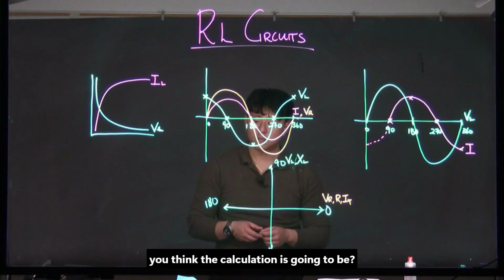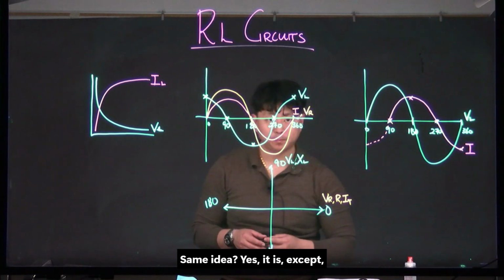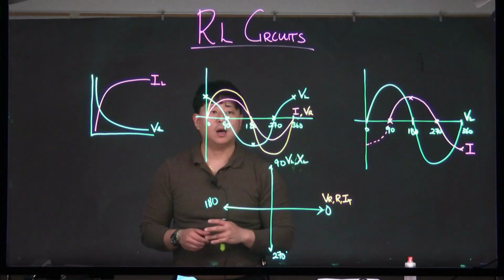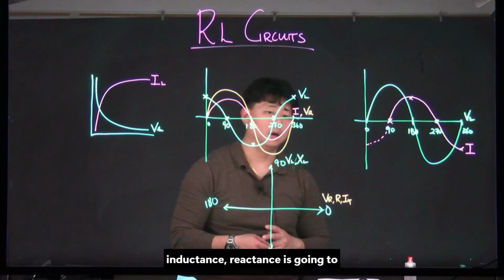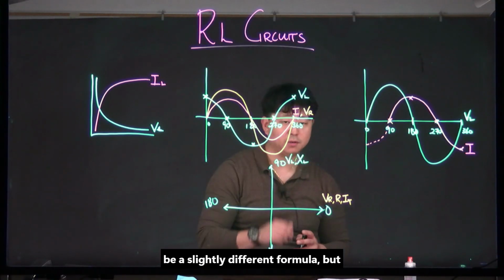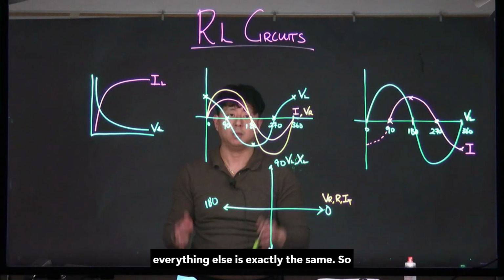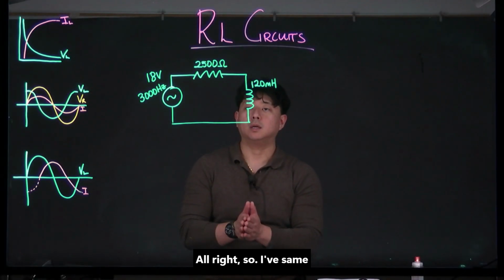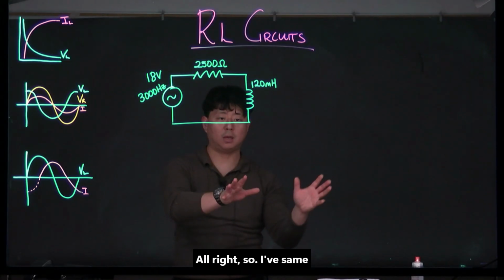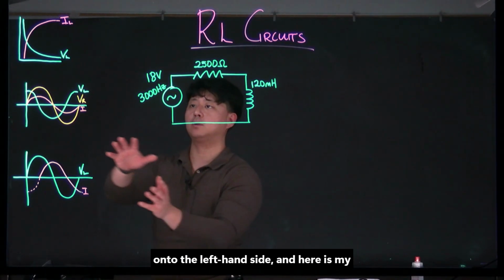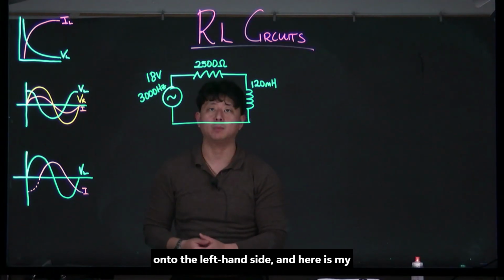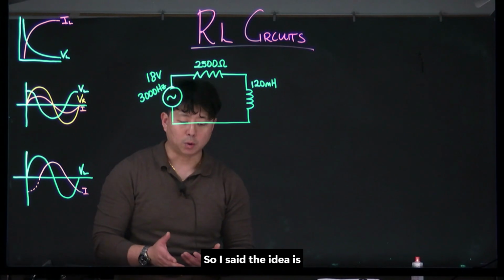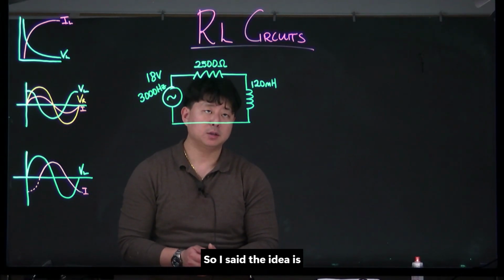What do you think the calculation is going to be? Same idea? Yes, it is, except the inductive reactance is going to be a slightly different formula, but everything else is exactly the same. So let's get to it. All right, same idea from before. I've moved the graphs onto the left-hand side, and here is my RL circuit in AC.